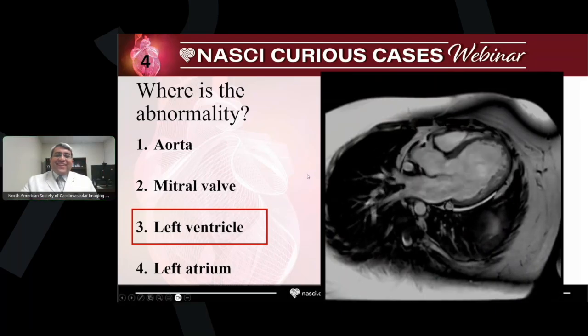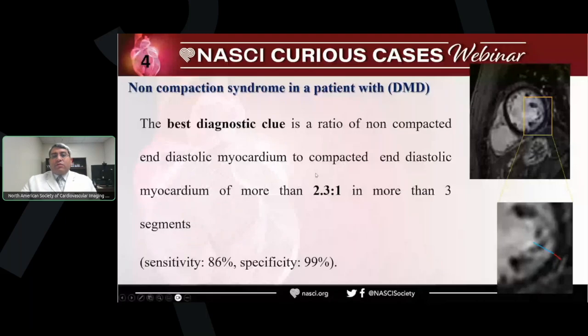Thank you. So this is a case of left ventricular non-compaction, and you can see it in this patient with congenital diseases and chromosomal diseases like Duchenne muscular dystrophy.